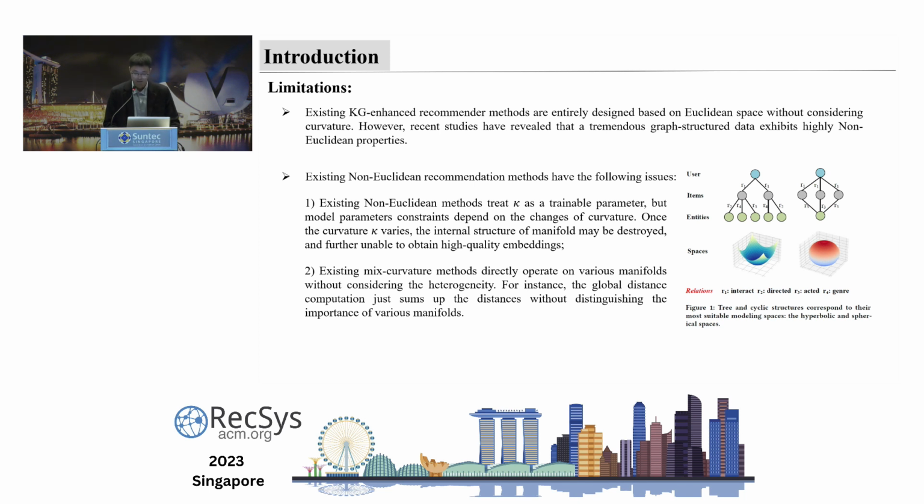First, existing non-Euclidean methods treat the curvature K as a trainable parameter, but model parameter constraints depend on the changes of curvature. Once the curvature varies, the internal structure of a manifold may be destroyed, and the user is unable to obtain high-quality embeddings. Second, existing mixed-curvature methods directly operate on various manifolds without considering heterogeneity. For instance, the global distance computation just sums up the distances without distinguishing the importance of various manifolds.